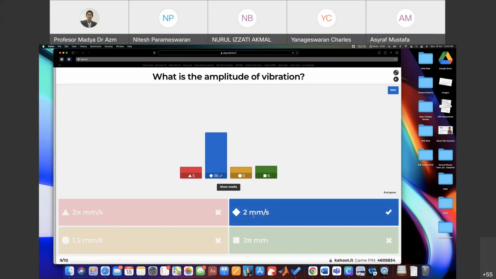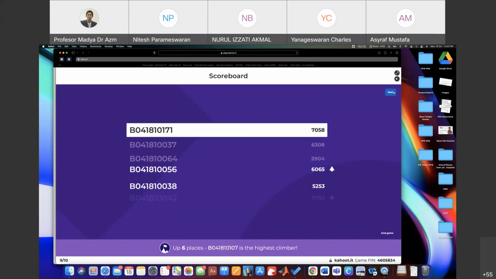Ini sepatutnya 2 mm, bukan 2 mm per second ni. So, saya salah ni. Sepatutnya ini 2 mm. Okay, good. Next.